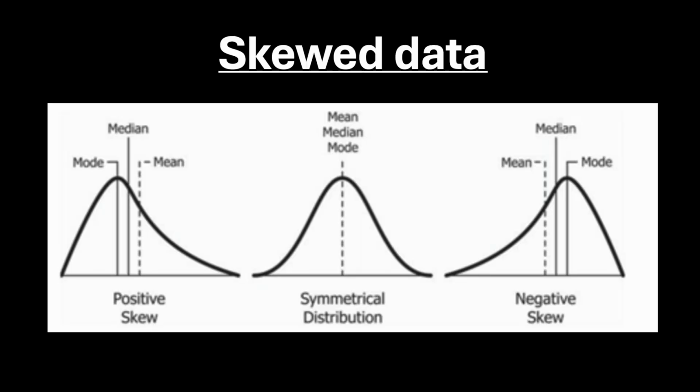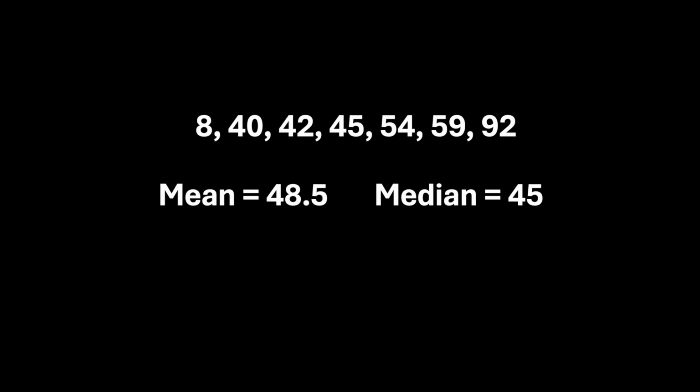I hope that helps with working out whether data is skewed positively or negatively or not at all, and how you can do that using histograms or just having your data laid out like that. All you need to do is find the mean and the median.